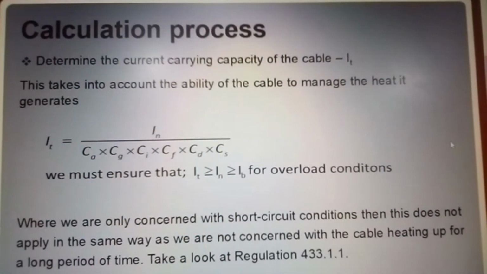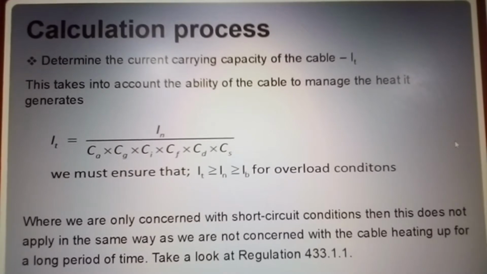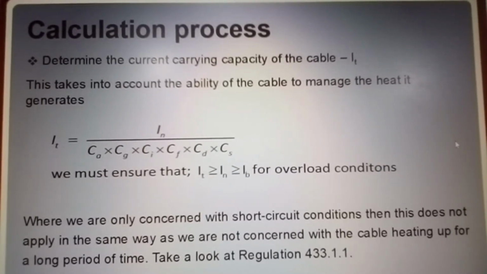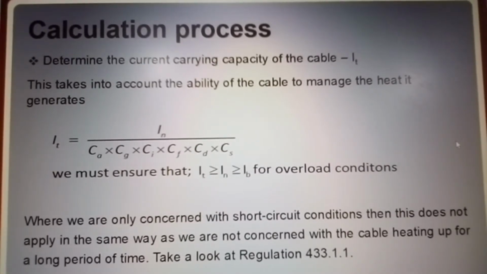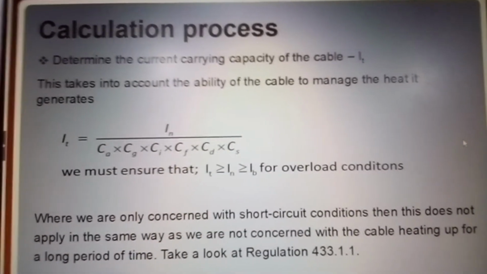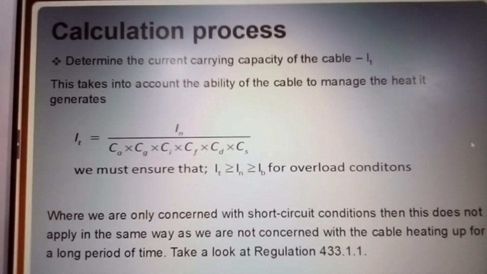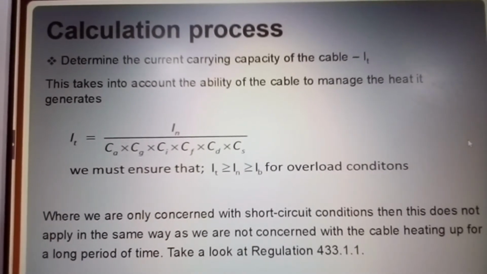IT equals IN over CA times CG times CI times CF times CD times CS. And all that is divided, IN is divided by all this, okay? We must ensure that IT is greater than or equal to IN, and IN is equal to or greater than IB for overload conditions.